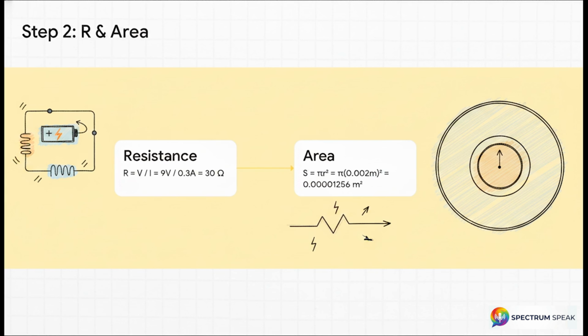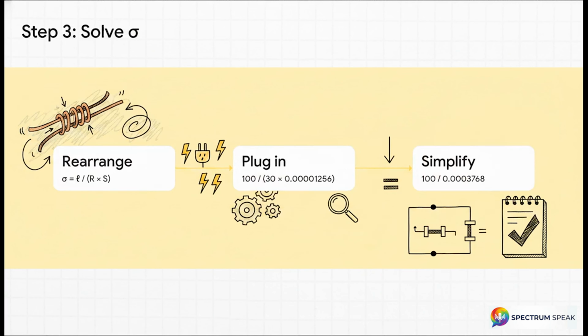Area, S, equals pi times radius squared. And guys, here's a massive pro tip. Always remember to convert your millimeters to meters. Pi times 0.002 squared gives us this really tiny cross-sectional area of 0.0000126 square meters. All right, now we isolate conductivity to get our final answer.